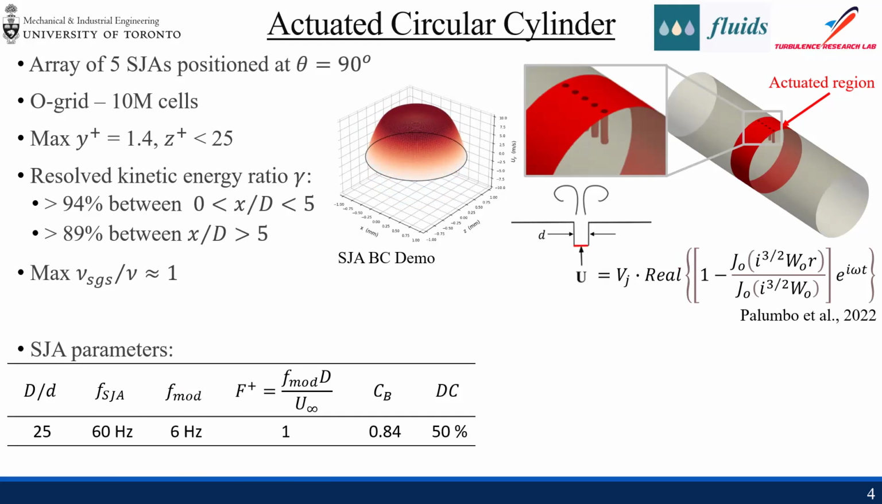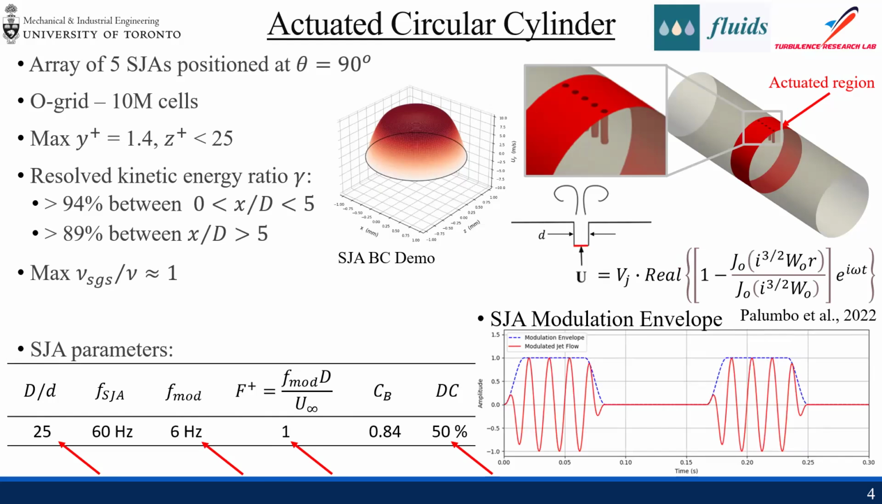A couple of SJA parameters I do want to highlight. First of all, the ratio of the diameter of the cylinder to the diameter of the jet is 25 to 1. The SJA is modulated at a frequency of 6 Hz. This comes out to a reduced frequency F plus of 1. Now the F plus is chosen because it seems to be quite promising as a starting point for flow control, not just on the cylinder, but also on backward-facing steps and airfoils. And then finally, to go with the modulated frequency, I'm giving it a duty cycle DC of 50%.